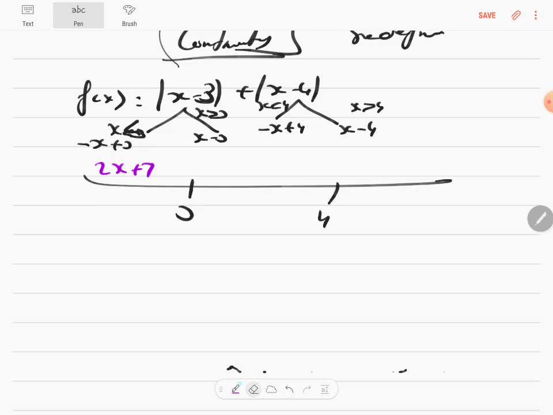Correct? Because less than 3 means less than 3 and less than 4 also is applicable. Greater than 3 means greater than 3 and less than 4. Greater than 3, what is the formula? This one, x minus 3. Less than 4, what is the formula? Minus x plus 4. x and x get cancelled. So the answer itself is 1. Therefore, you understand that greater than 3's formula and less than 4's formula, both of them have to be added.